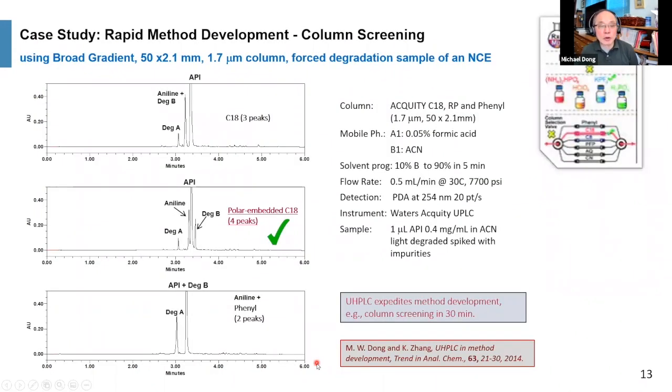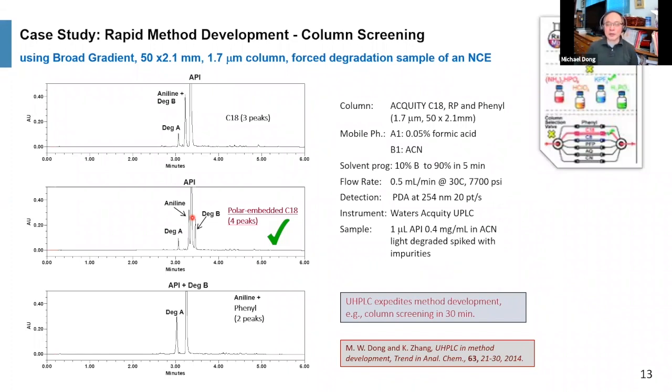Okay, here I want to show you one of my studies. I do a column screening. This actually is a real one in my project. I'm trying to develop a method for a new drug candidate or a new chemical entity. I did a forced degradation, where I shine light on it and it got degraded. I want to make sure that I have the best column that can separate out the impurity, which is called aniline analog, and also 2 degradation products, A and B. But I'm having some trouble with the C18 column because the peak looks kind of broad. So there seems to be something underneath the API peak.